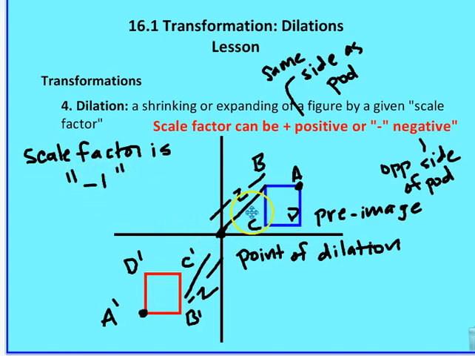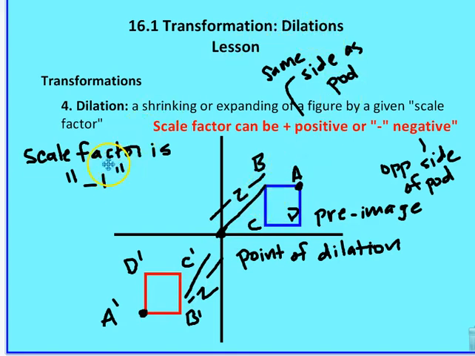Negative just means move in the opposite direction from the preimage, from the center of dilation to the image, from the preimage to the image, through this center of dilation. And then 1 just tells us the scale factor. So if the scale factor is 1, then the distance is going to be the same, and the object doesn't change. At least the size does not.